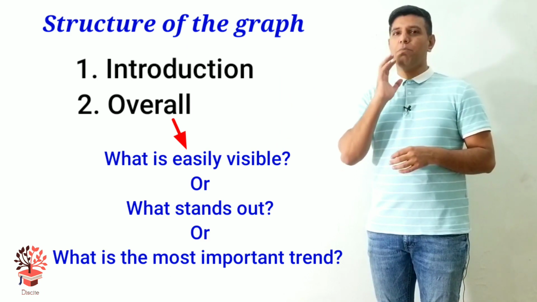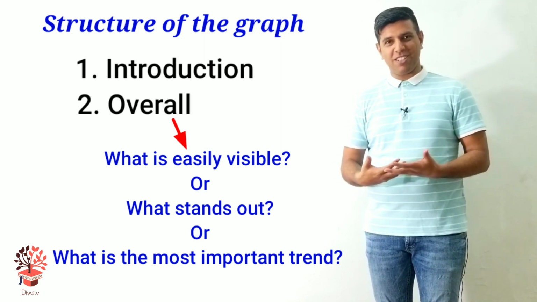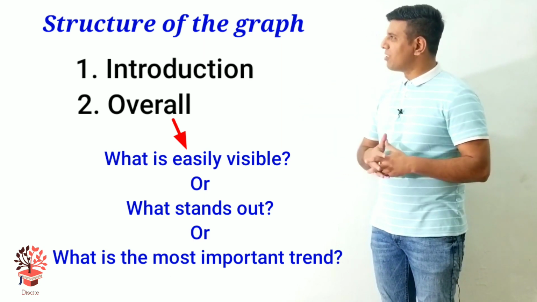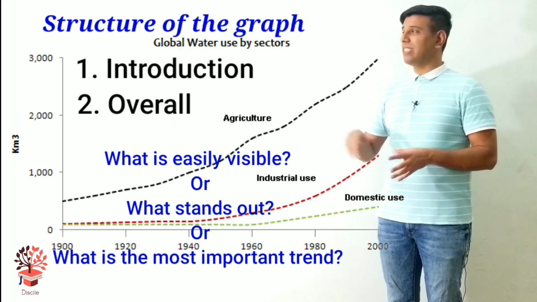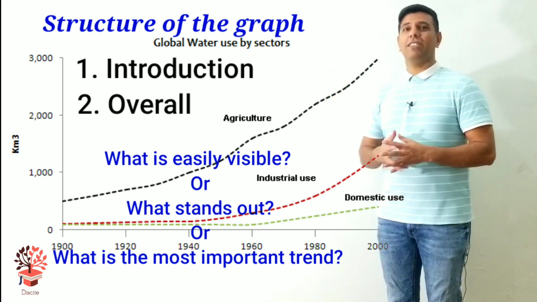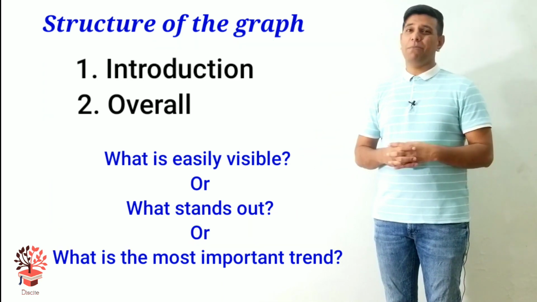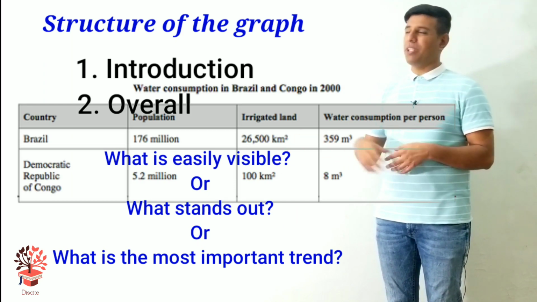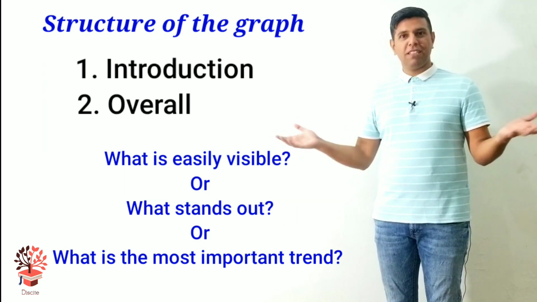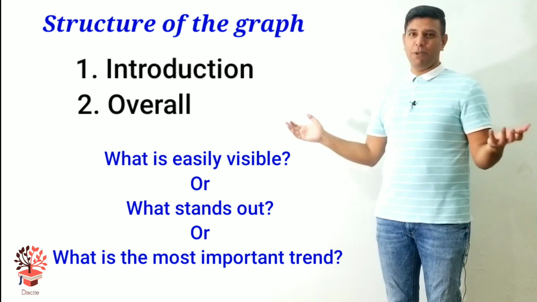So you talk about the most important trend in the graph in the overall. Do you understand? So if you look at the graph, what is something that stands out? By the end of the 20th century, the agricultural sector consumed the highest amount of water at 3,000 cubic kilometers. So that's the most important one. And Brazil outscores the Democratic Republic of Congo in every variable, in every sector. That's it, we're done. We talked about the most important things from the graph, which are easily visible.